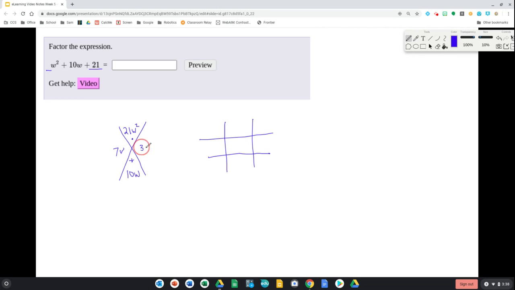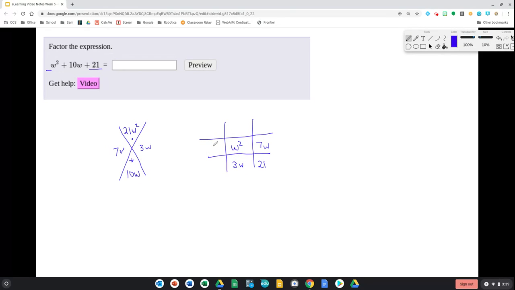And so remember, what we do with those is those go into our chart over here. The first term is what goes in the first box. So w squared goes in the first box. The plus 21 goes in this last box down here. And then the 7w and 3w, those are what go in the other 2 squares here.